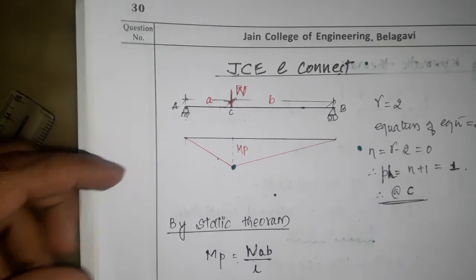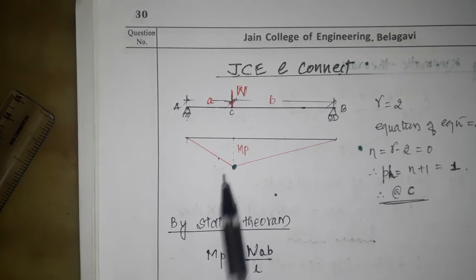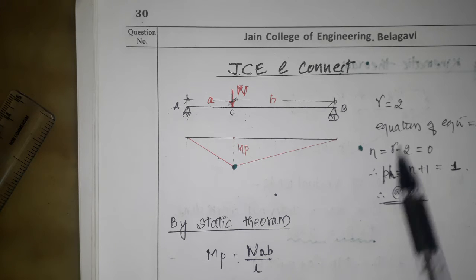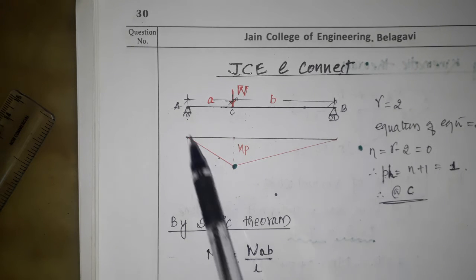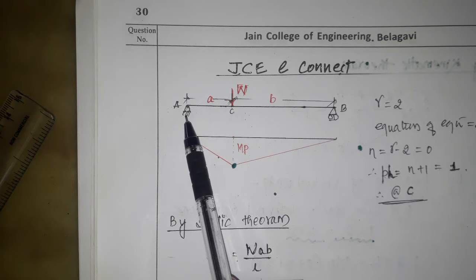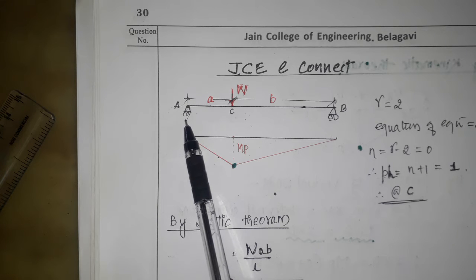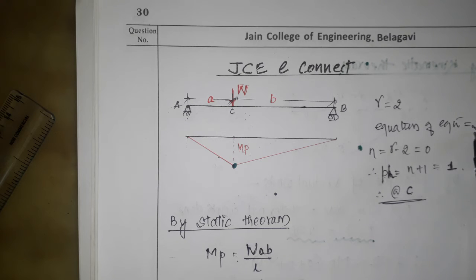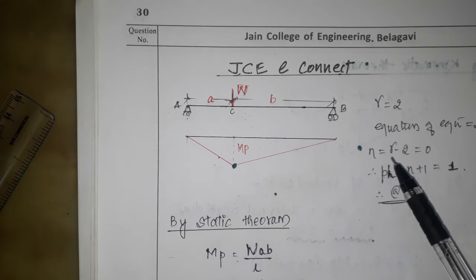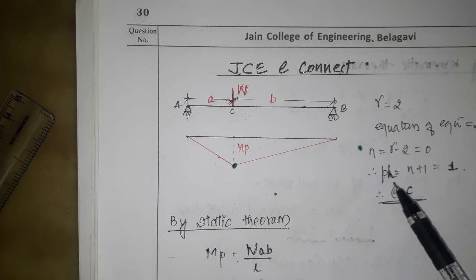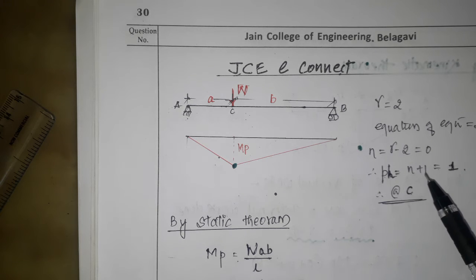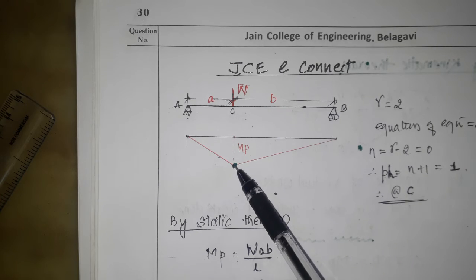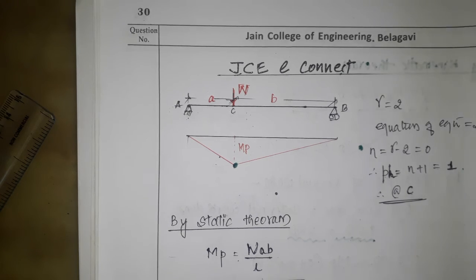So, understood what we did. I will once again review this. We got the reaction R equal to 2, that is the vertical reaction at A and the vertical reaction at B. The equations of equilibrium is equal to 2. Therefore N is equal to R minus 2, so 0. The number of plastic hinges required, pH, should be N plus 1, so 1, and that should be at C. So the plastic hinge we have to provide at C.